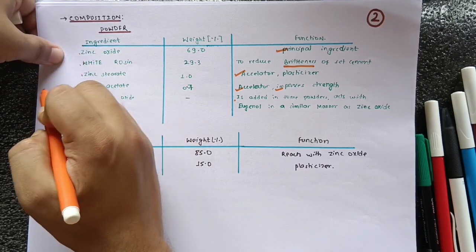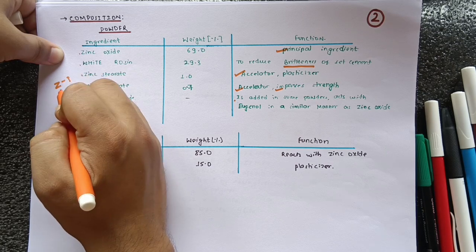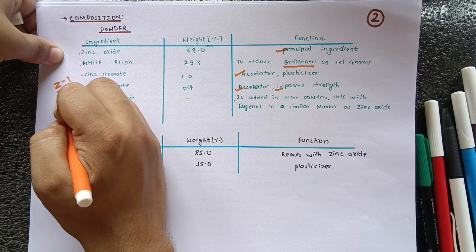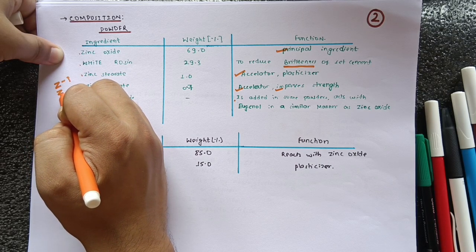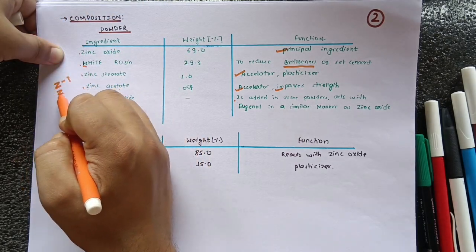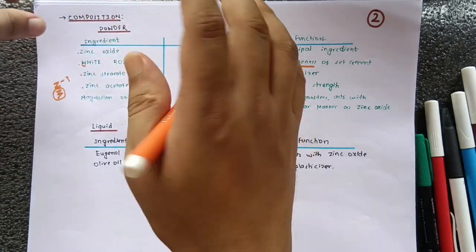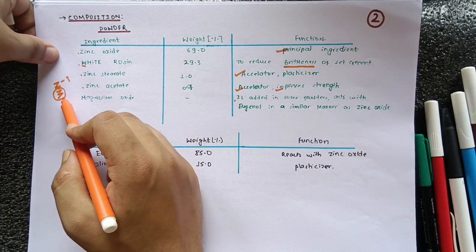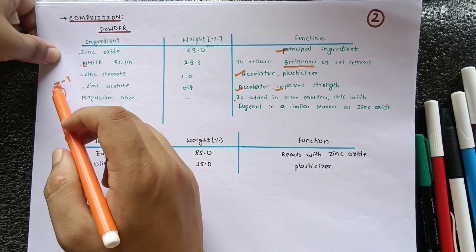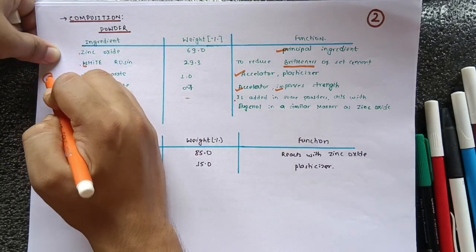I also have a mnemonic for this. We have Z in 3 and W. As I discussed in zinc phosphate, there was magnesium; here there is W. When we complete the Z, it forms the M, and the mirror image of M forms the W. So there are 3 Z and 1 W, and you can remember it in such a pattern.